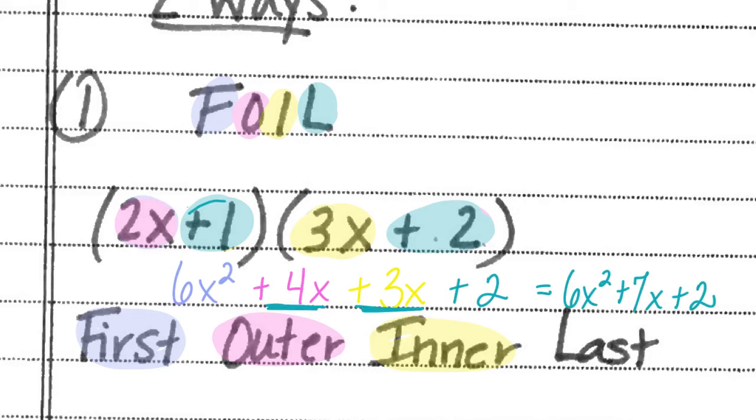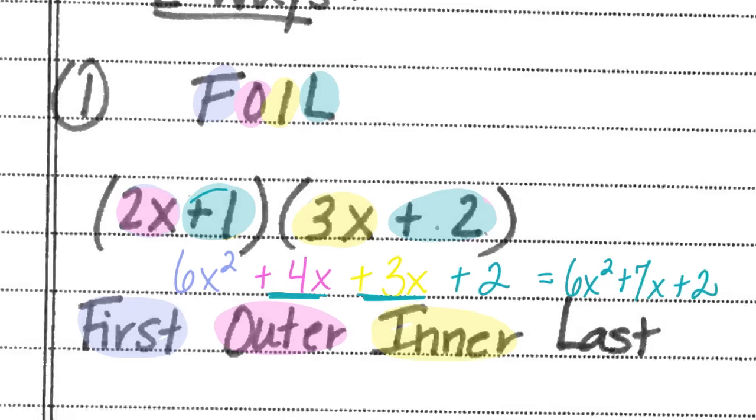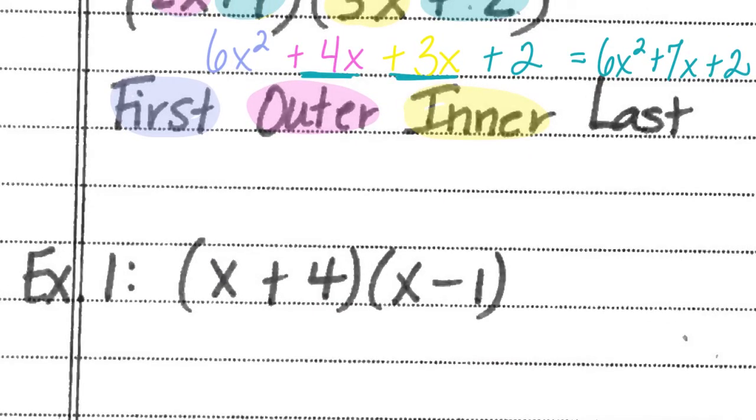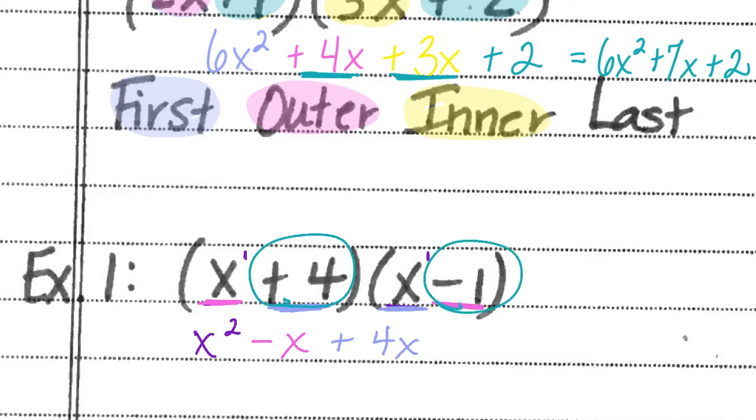All right, so we're going to practice one using FOIL first. So let's go ahead and try first terms. If I multiply the first terms here, x times x, remember, is x squared, because when I multiply, I add the exponents. Then we're going to go to the outer terms. x and negative 1 is a negative x. Inner terms, positive 4 and x multiply to be 4x. And the last terms, 4 and negative 1 are multiplied to be negative 4.